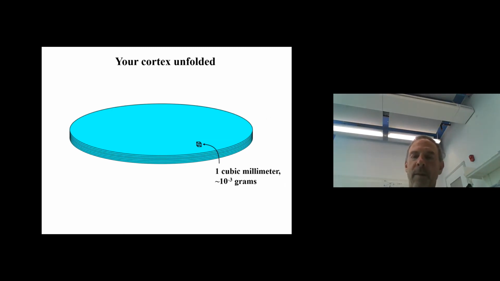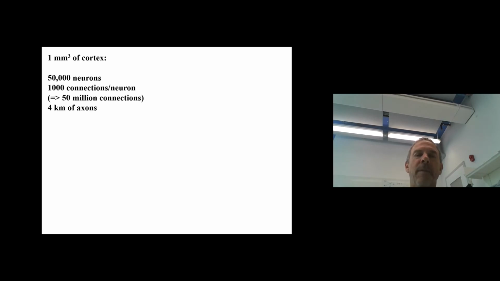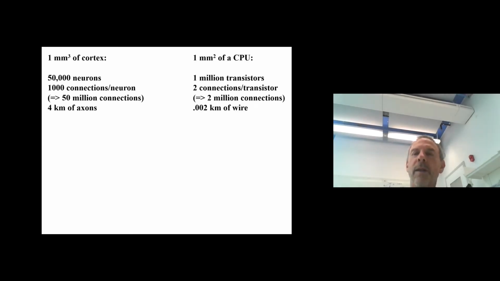That's a cubic millimeter, about 10 to the minus 3 grams. It's got 50,000 neurons. Each neuron makes about 1,000 connections. That's 50 million connections in this cubic millimeter, 4 kilometers of axons. So it's what we call job security. You should compare that to a square millimeter of CPU. It's got 1 million transistors. So the numbers are actually higher, but only 2 connections per transistor. I think they're actually 3. I'm not sure if I wrote that. 2 million connections and about 2 meters of wire.